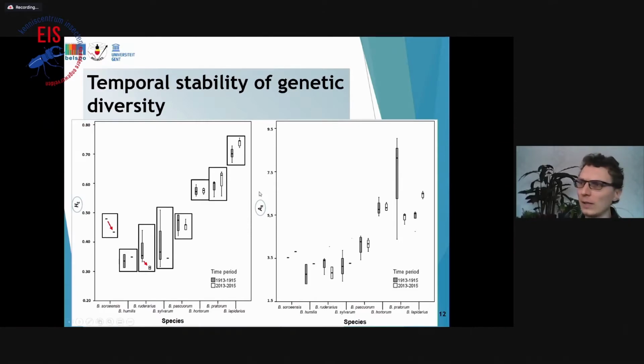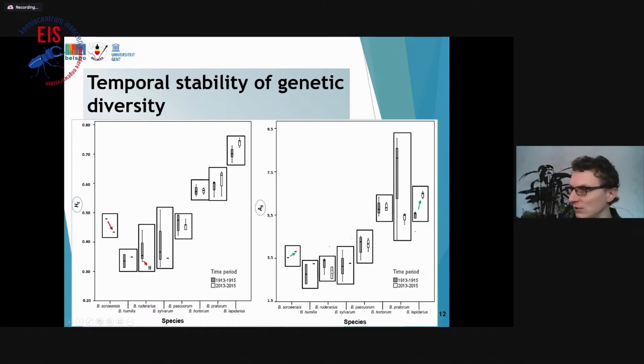And here in both graphs, you can see on the x-axis the different 8 bumblebee species, and on the y-axis you can see both parameters, heterozygosity and allelic richness. And the 2 series are the time periods. So you can see here that there is almost no drop or loss of genetic diversity over 100 years within each of these species for both parameters, showing that the genetic diversity is fairly stable over time.